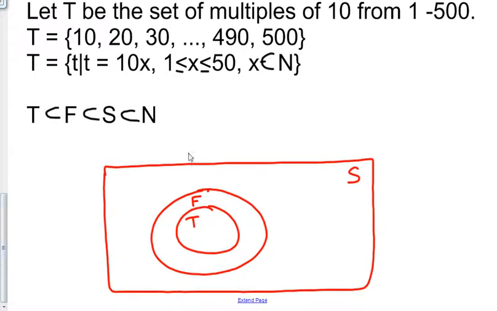Here's my Venn diagram to illustrate that. So here I have s, and out here, I have n, all the natural numbers. Then I have f, and within f, I have t. So here's my multiples of 5, and here's my multiples of 10. There's an example for you involving sets, subsets, and notation.